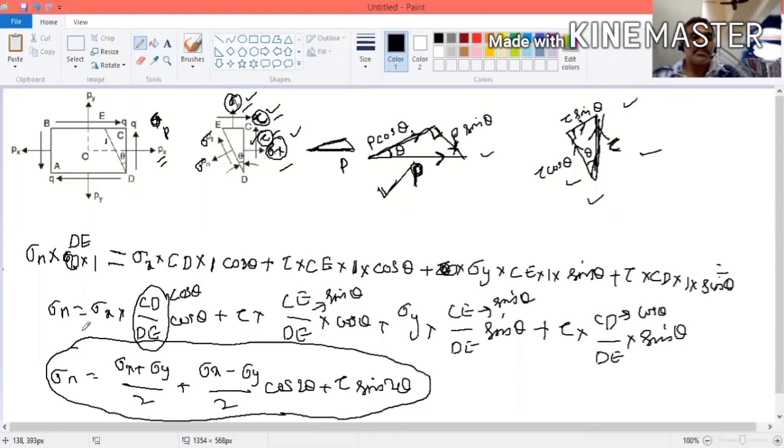Normal stress sigma n is equal to sigma x plus sigma y by 2 plus sigma x minus sigma y by 2 into cos 2 theta plus tau into sin 2 theta. This is the equation you will get.